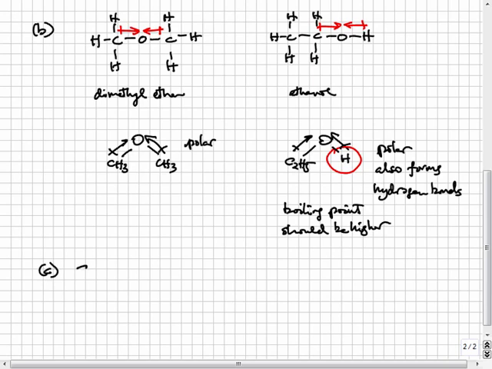(6c). The SO2 molecule has a Lewis structure like this. When SO2 forms a solid, it forms a molecular solid. What is holding the solid together are dispersion forces.